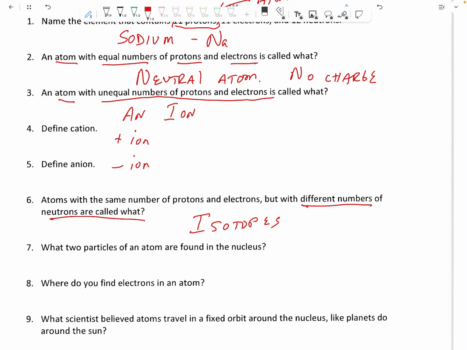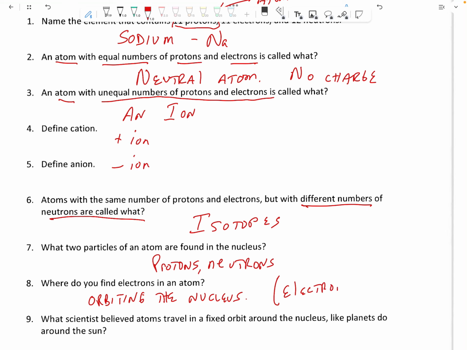Number 7. Two particles of an atom that are found in the nucleus. We have protons and we've got neutrons. Now the electrons you will find orbiting the nucleus. And typically people will call it the electron cloud.